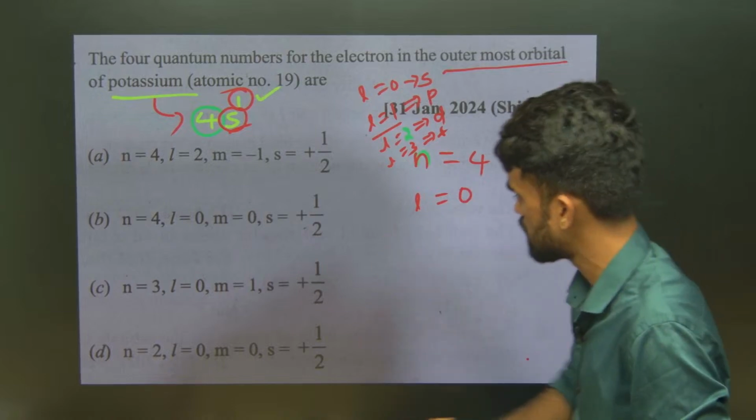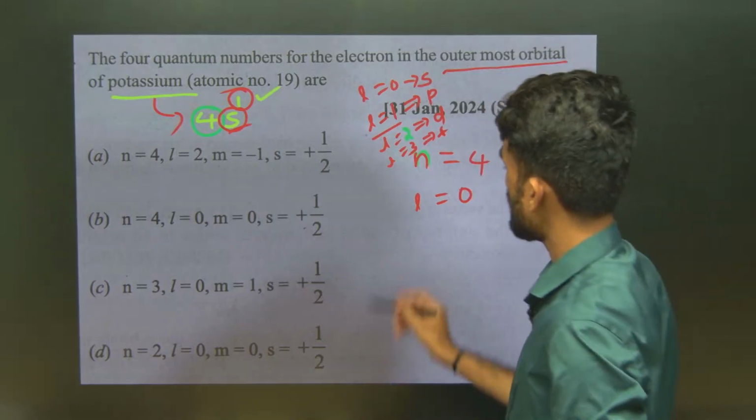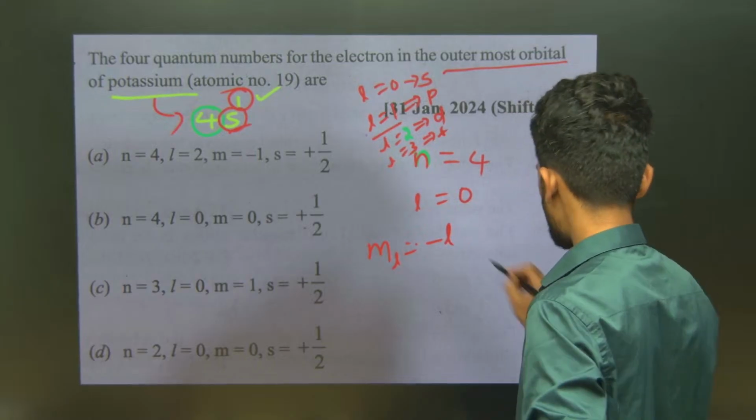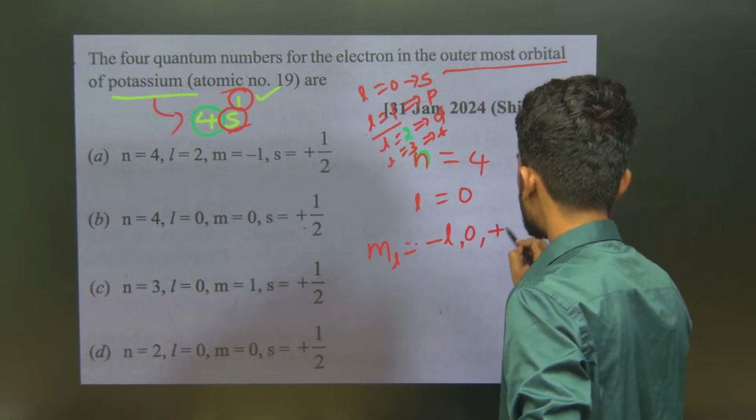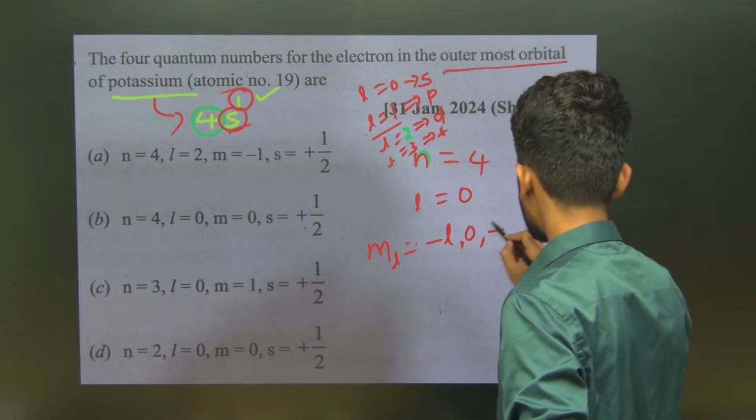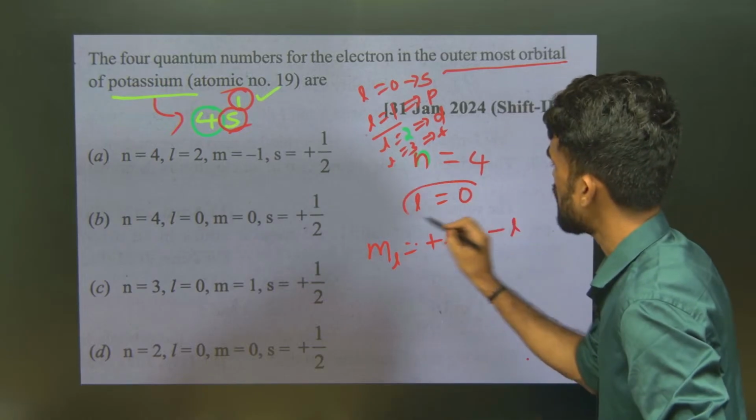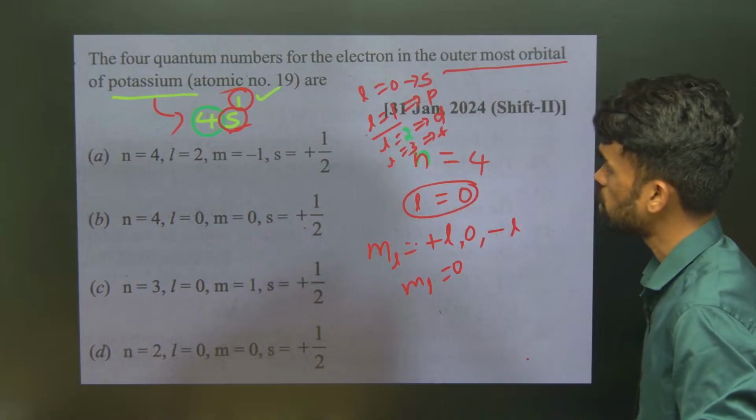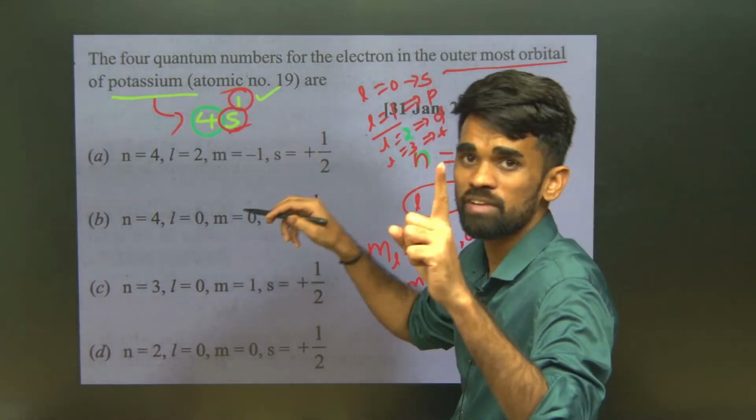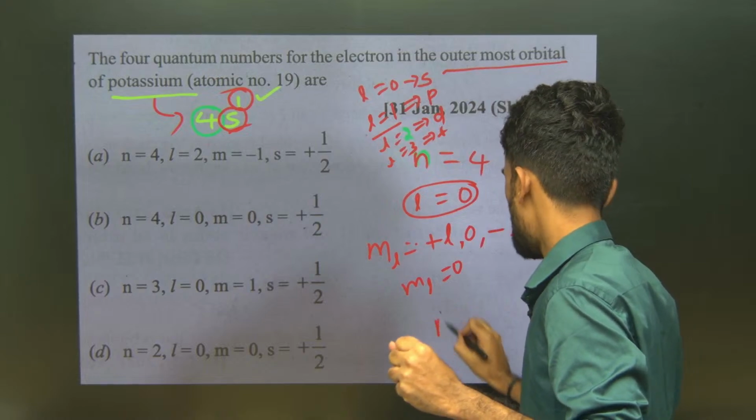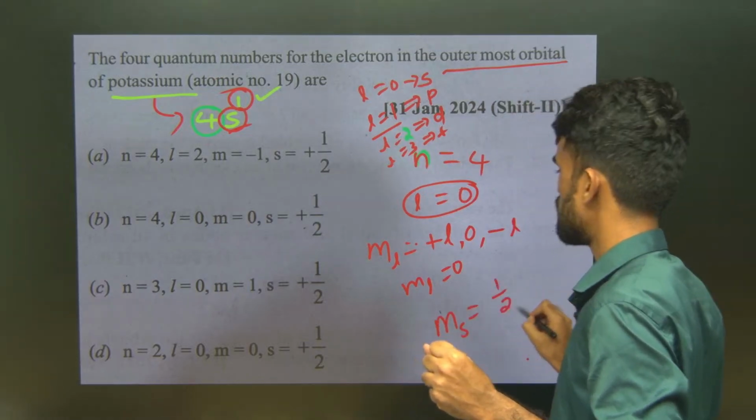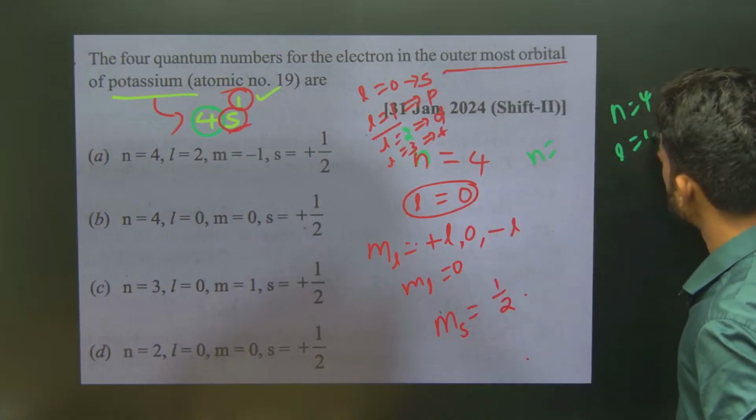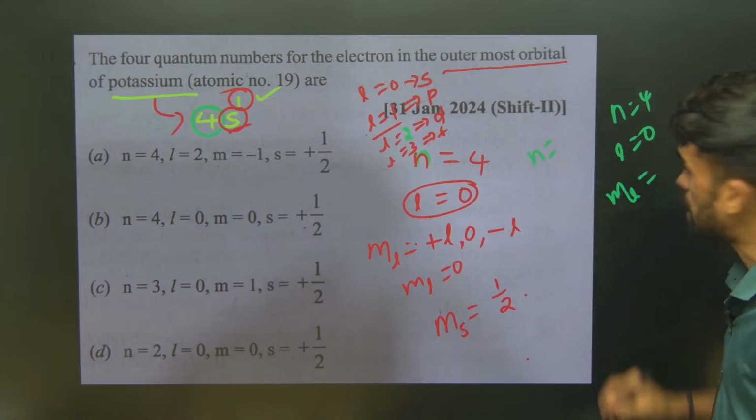Now what are the other things? What about ml values? Ml values lie from plus L to 0 to minus L. Since the L value is 0, I can only have an ml value of 0. Hope this is also clear. Now what about the spin of this electron? Only one electron is there, so it will have either plus half spin or minus half spin. So n equals 4, L equals 0, and the magnetic quantum number ml is also 0.